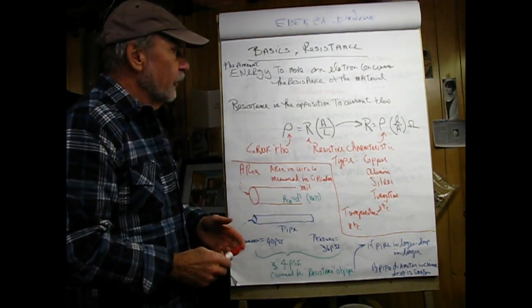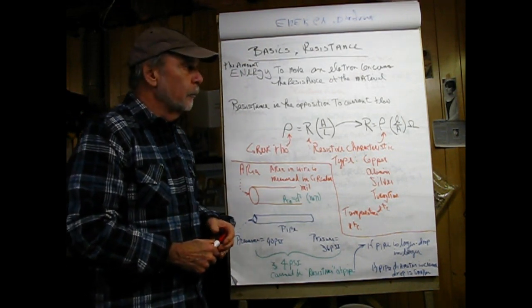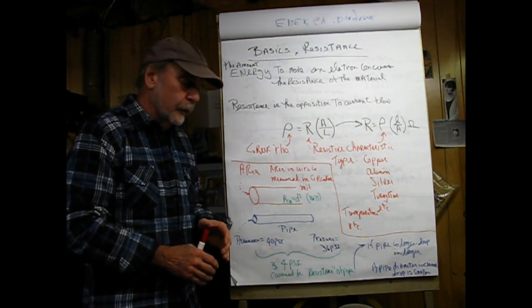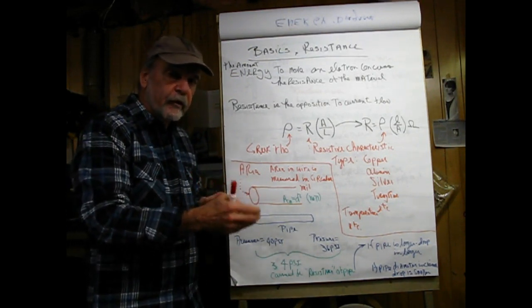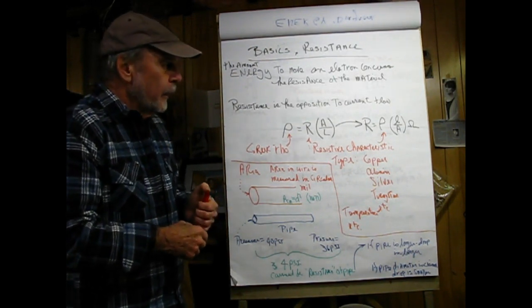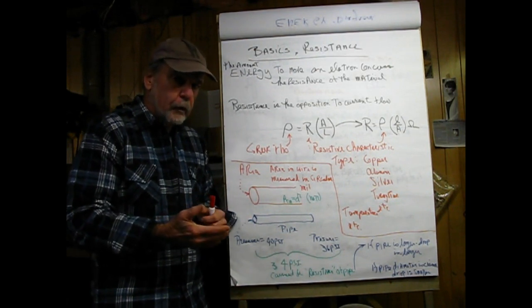The amount of energy necessary to move an electron in a conductor, or for that matter an insulator, has to do with the resistance of the material, how much it resists the movement of an electron, how much energy it takes to move it. And we can define, therefore, the resistance as being the opposition to current flow.